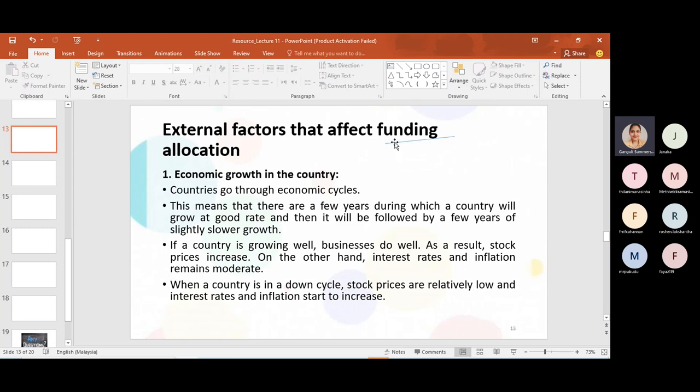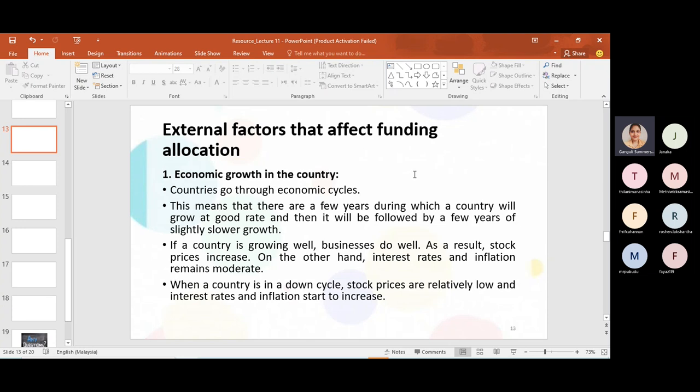When the country is growing well, businesses do well. It is valid for any country, not only our country. If a country is growing well, businesses also do well. The stock prices also increase, and the interest rates and the inflation will remain moderate, will remain low.